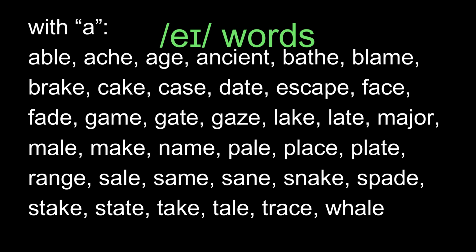A words. These are words with the sound A, with A. Able, ache, age, ancient, bathe, blame, break, cake, case, date, escape, face, fade, game, gate, gaze, lake, late, major, male, make, name, pale, place, plate, range, sail, same, sane, snake, spade, stake, state, take, tail, trace, whale.